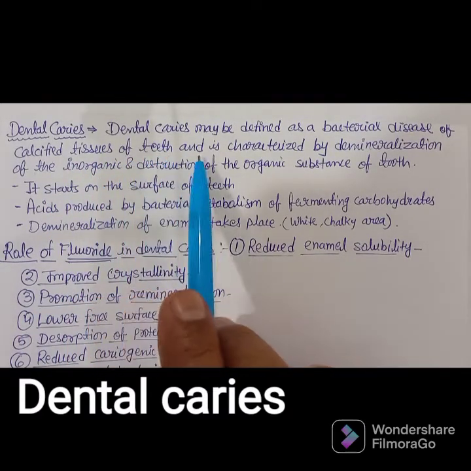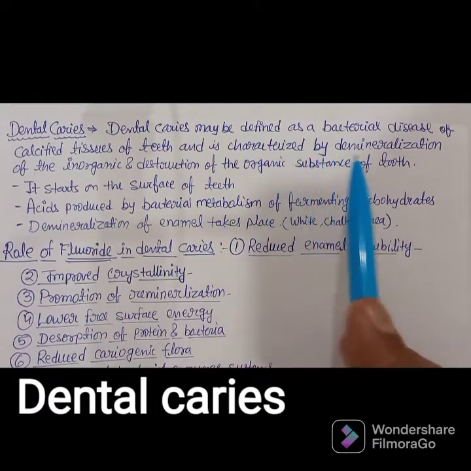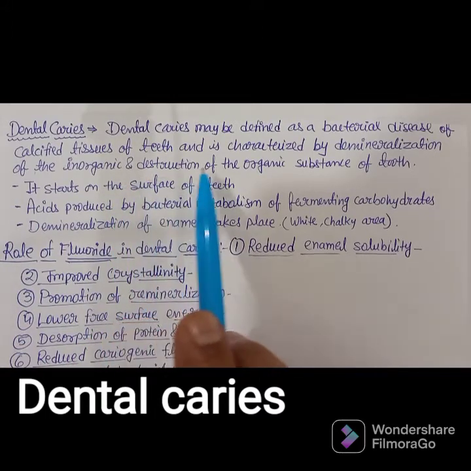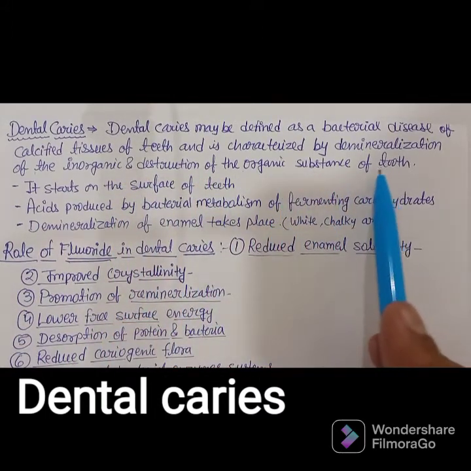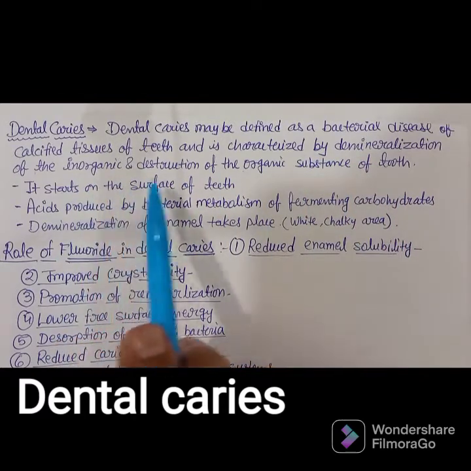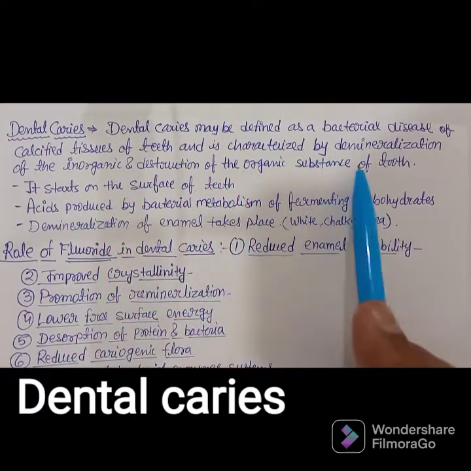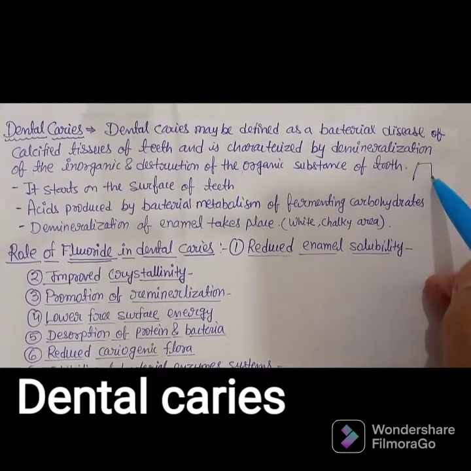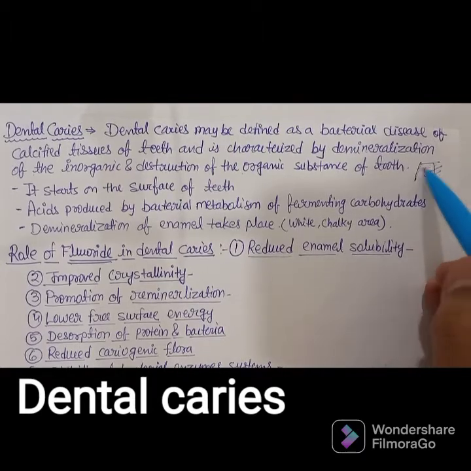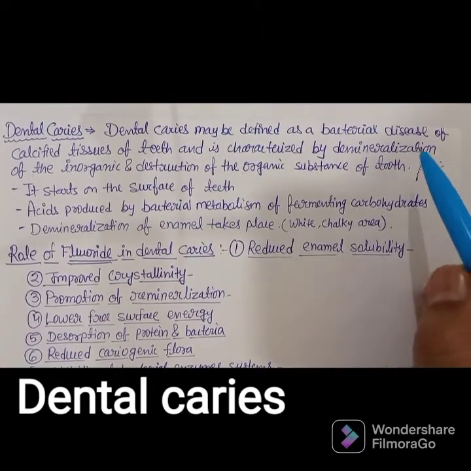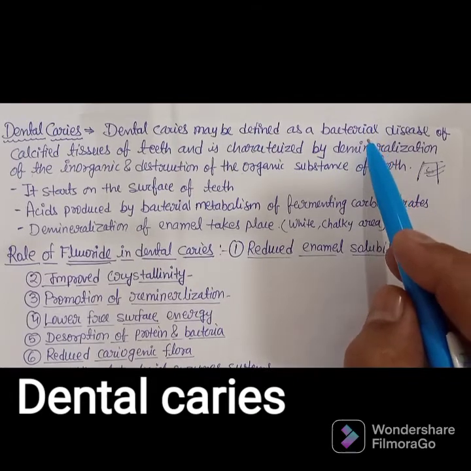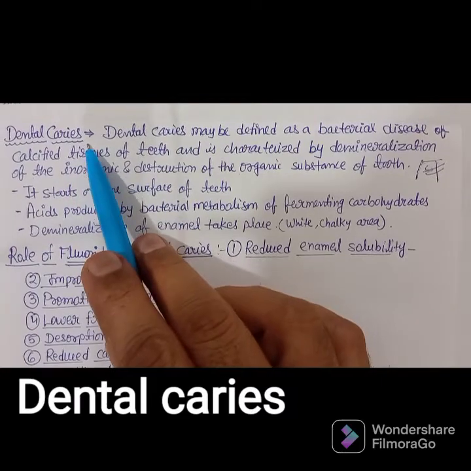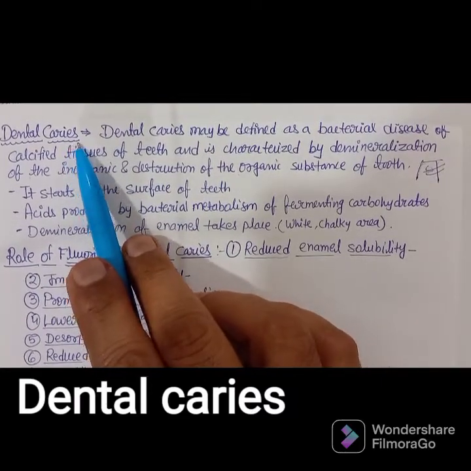It is characterized by demineralization of the inorganic part and destruction of the organic substance of the teeth. That's what we have seen in the anatomy of the teeth. The organic and inorganic components get disturbed because of bacterial infection coming from the food, and this kind of caries and cavity is created on the teeth. That is what is called dental caries, right?